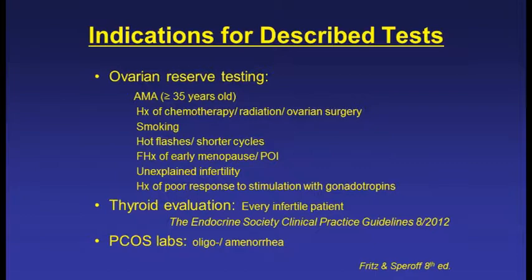If they're a smoker, okay? If they're having shorter cycles, remember what I said, as you get older, those cycles shorten. If they have a family history of premature ovarian insufficiency or early menopause, or if they had a history of doing IVF and they got like 2 or 3 follicles.